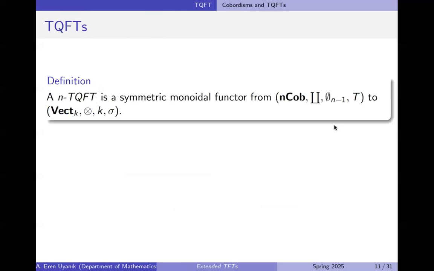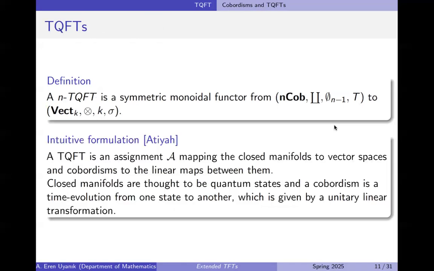So what is a TQFT? We can define it formally as a functor. It is a symmetric monoidal functor from the cobordism category with these operations to the category of vector spaces. And what is the intuition behind it? It is an assignment. It maps closed manifolds to vector spaces and cobordisms to linear maps between these vector spaces. Closed manifolds in the physical sense are thought of as quantum states. The cobordism is like a space filling, and you can think of the direction as time. It represents a time evolution, and in quantum theory, time evolution is given by unitary linear maps.